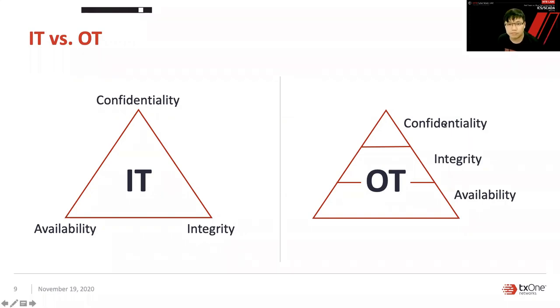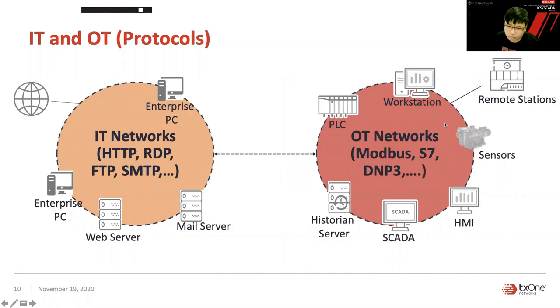That's the key reason. Also, about protocols, on the IT side we are familiar with HTTP, RDP, FTP, and SMTP. But on the OT side there are many protocols like Modbus, S7, or DNP3 for the power industry. On the IT side there may be only 100 or 200 protocols, but on the OT side there may be 1,000 or 2,000 protocols. Even though Modbus is a public protocol, it has different types from different vendors, so it's very tricky.